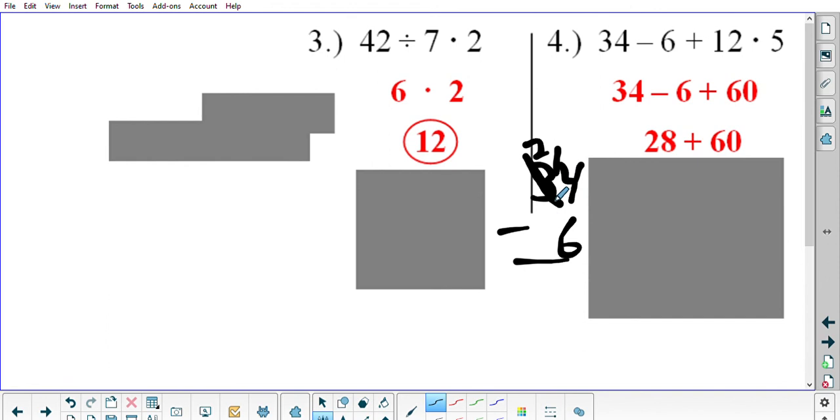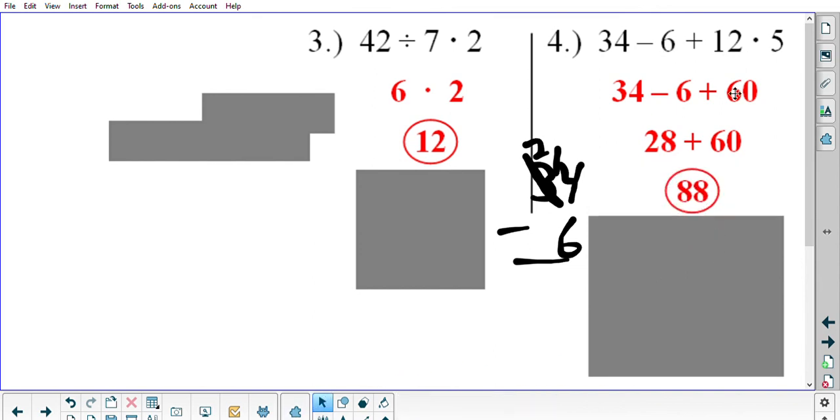And we're not using calculators, guys, yet at the beginning of the year. I need you to learn things without a calculator first. All right, so 34 minus 6 is 28. Then from here, 28 plus 60, because we're going left to right with the addition and subtraction, gives us 88 for our final answer. And that is the end of page 1 and also the end of this video.